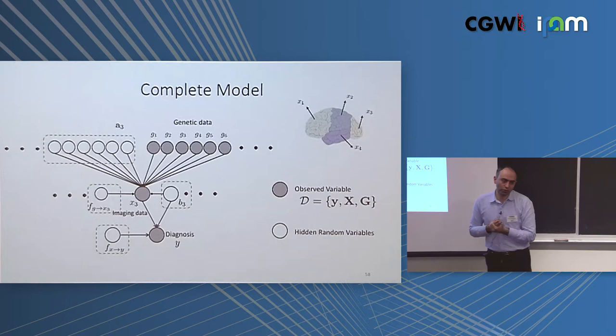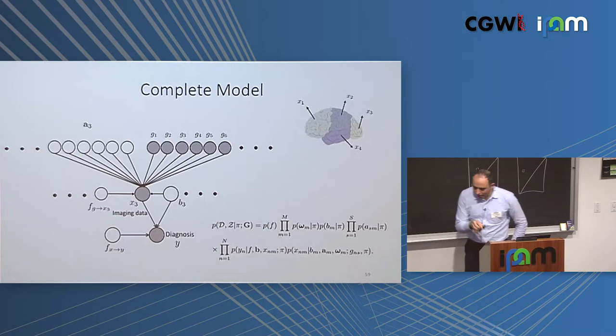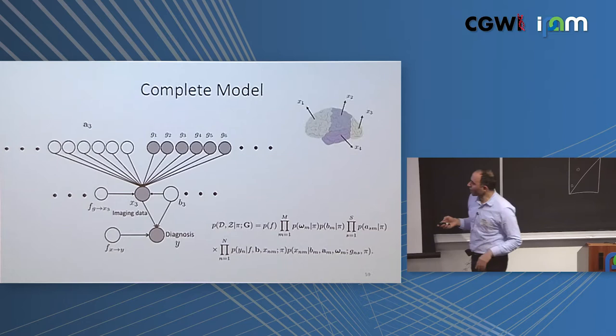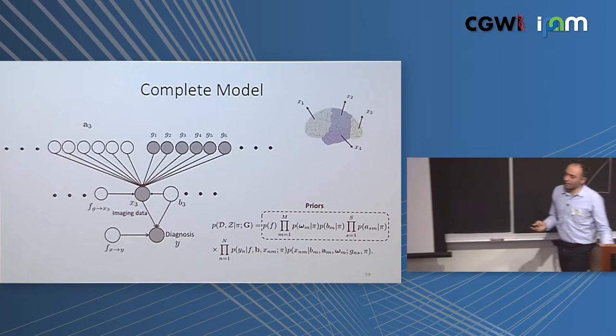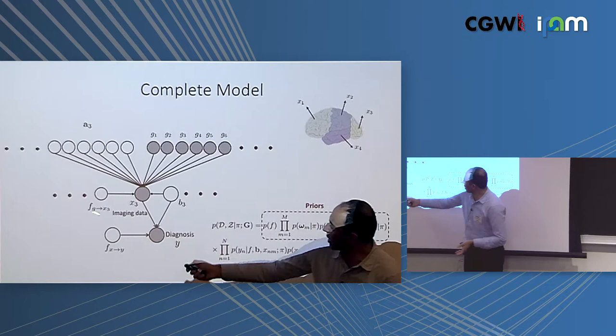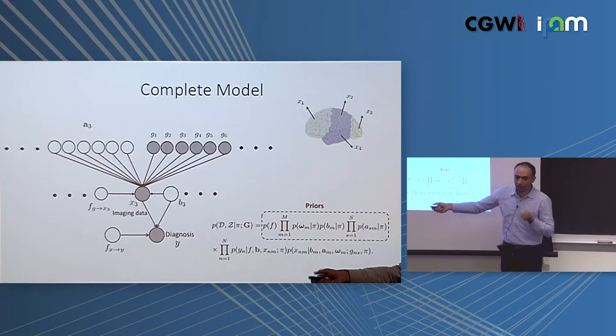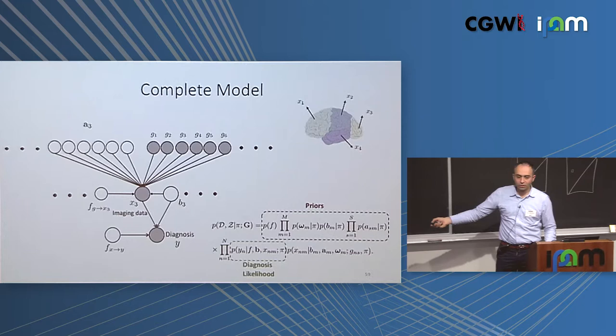So the joint distribution is basically, although it might look a little bit gory, at the end of the day just two layers of regression that are inside of each other. And there is a prior layer that explains the prior over functions and the distribution of the brain mask and the genetic mask. And there are two terms, the diagnosis likelihood and the imaging likelihood, if you write the joint distribution.